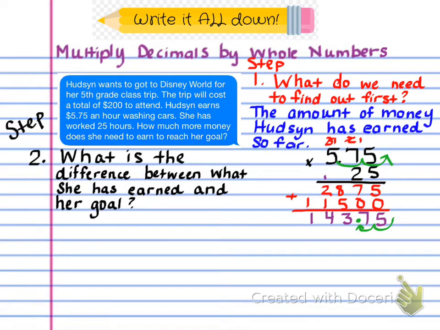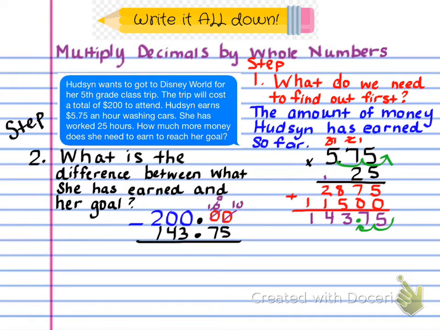Okay, so it says, what's the difference between what she's earned and her goal? Because basically the question is asking how much more money does she need to earn? So that's asking you what the difference is between her goal and what she's already earned. So in order to do that, we need to take her goal, which is 200. And notice here that I put 200 and then a decimal point because I knew that I was going to be subtracting 143.75. And that's going back to adding and subtracting decimals. You have to annex the zeros here so that you can line the decimals up. So you want to make sure you don't forget to do that.